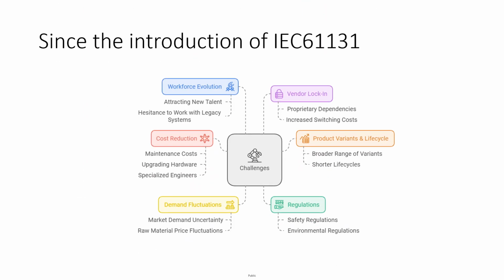To understand whether IEC 61499 is required or not, we need to look at the current challenges and needs better. Starting with the industry's current challenges since introducing IEC 61131. First, we are pressured to reduce costs. Cost reduction has been an ongoing challenge for industries. The traditional control systems designed under IEC 61131 are often rigid, making changes and updates costly. Maintenance costs, upgrading hardware, and the need for specialized engineers to manage complex PLC systems add to the financial burden.